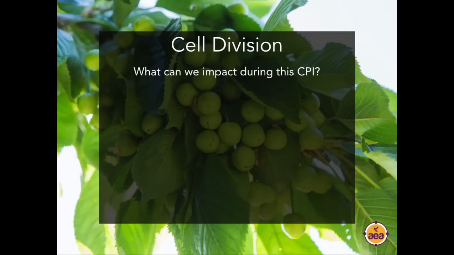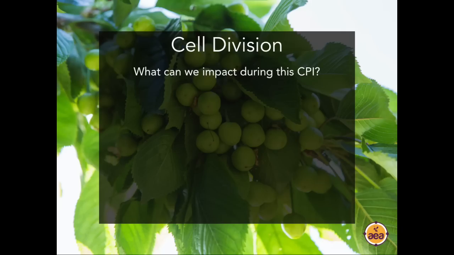The third critical point of influence is cell division. Cell division is when, after blossoming and pollination, we have the embryo and all the cells dividing within the embryo. For many different crops, this period lasts about 10 to 14 days. Some crops, such as apples, are longer and may extend for as much as 4 to 6 weeks, depending on environmental conditions and climatic conditions.